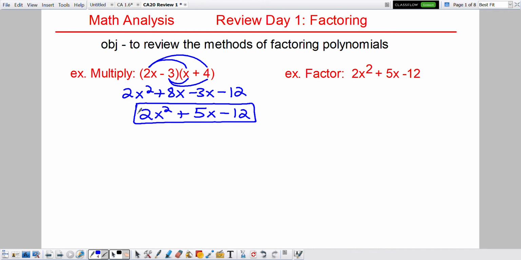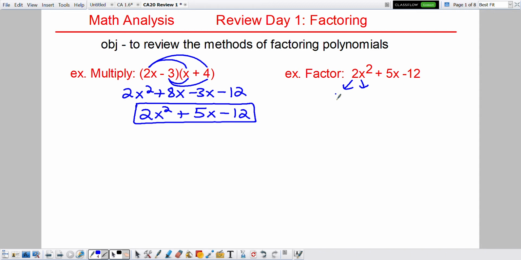Notice on the right, I then ask you to do something called factoring. Factor 2x squared plus 5x minus 12. What we should get is really what we started with on the left. This is a special type of factoring where you have a leading coefficient that's not equal to 1. The way I like to teach students how to do this is called factoring by guessing and checking.